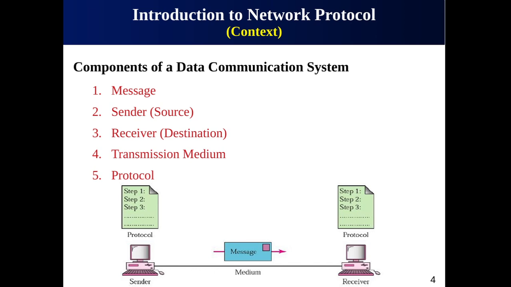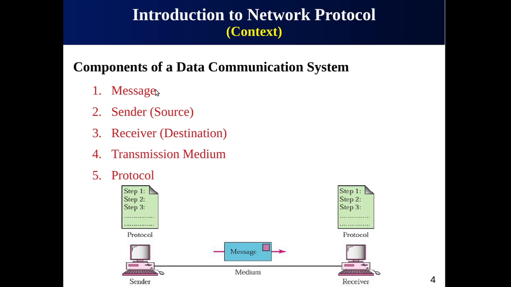So let's see the components of a communication system. A data communication system has 5 important components. Those components are message, sender, receiver, the medium, and the protocol. Message. The message is actually the information, or you can say the data, that needs to be communicated between two hosts, two end systems, two parties, two people. It could be text, or maybe pictures, audio, video, animation, etc. The message could be anything.